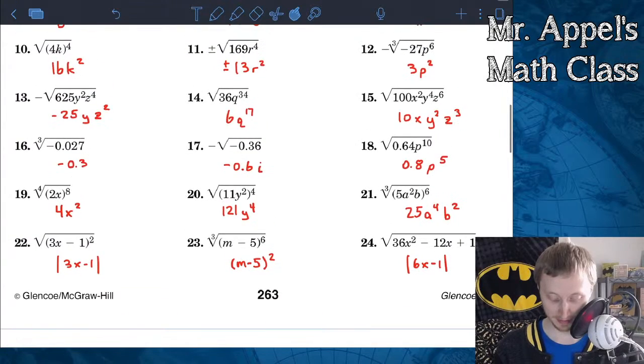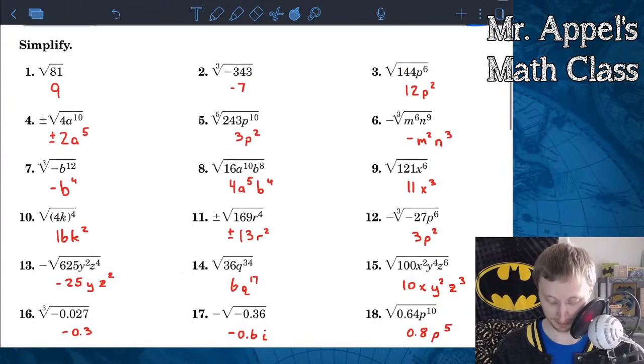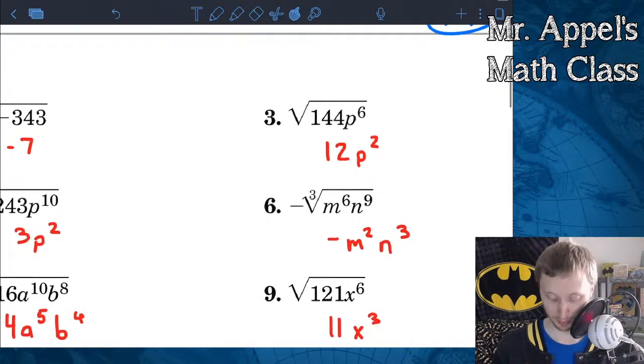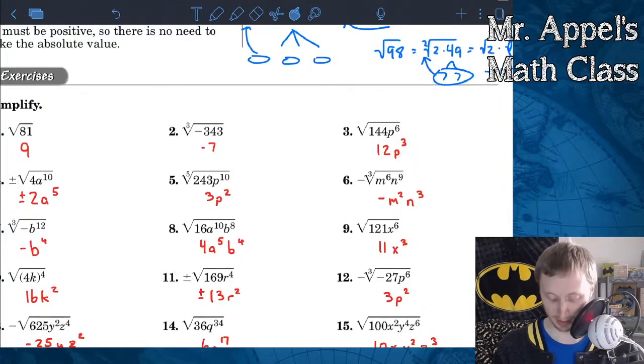Number three, for number three, wouldn't it be 12p cubed? And the same, p cubed. Half of 6 is 3. You are absolutely correct. Thank you. What I get for trying to read small print sideways when copying these down.